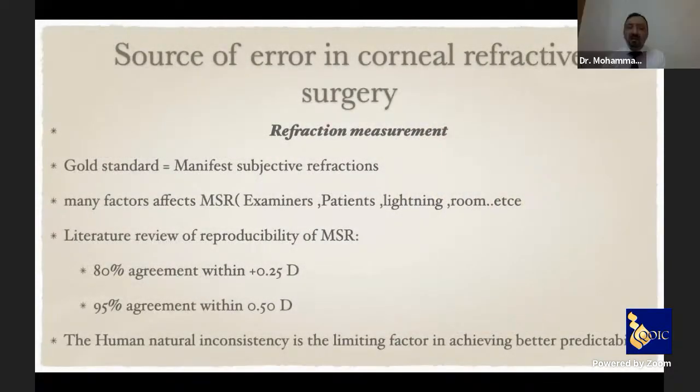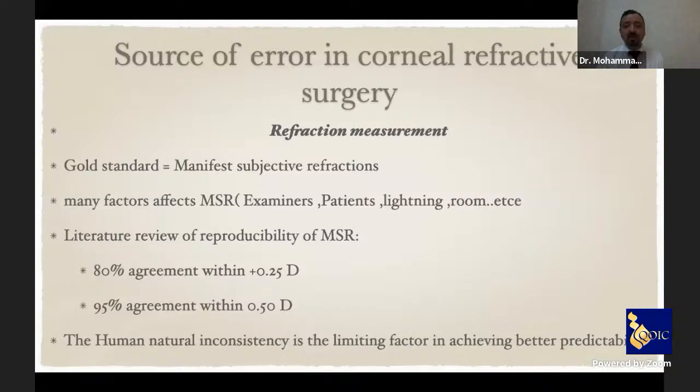As we all know, the main source of undercorrection or overcorrection is the refraction. The refraction measurement should have a gold standard, which is the manifest subjective refraction, but there are so many factors affecting this gold standard: examiners, patient, lighting, room conditions. It looks like we were very successful in developing our tools. We have very excellent machines, a lot of investigation and treatment machines, but still we cannot control the main source of error, which is the human aspect.